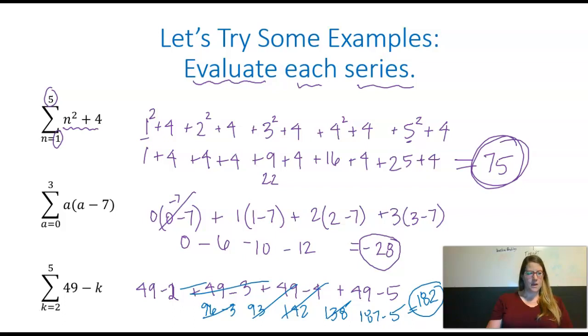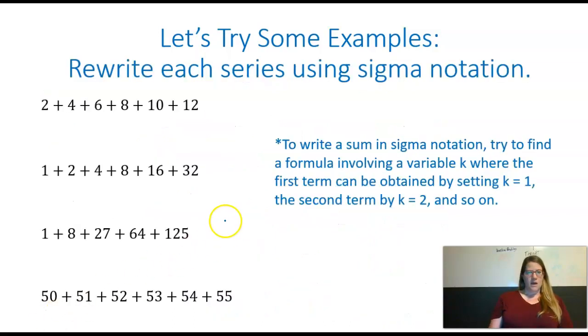Okay. So now we're going to go the other way. We're going to look at a series that's written out as a sum in longhand, and we're going to use sigma notation to write it out, okay? So my note here says, to write a sum in sigma notation, try to find a formula involving a variable k, where the first term can be obtained by setting k equal to 1, the second term by k equals 2, and so on, right?